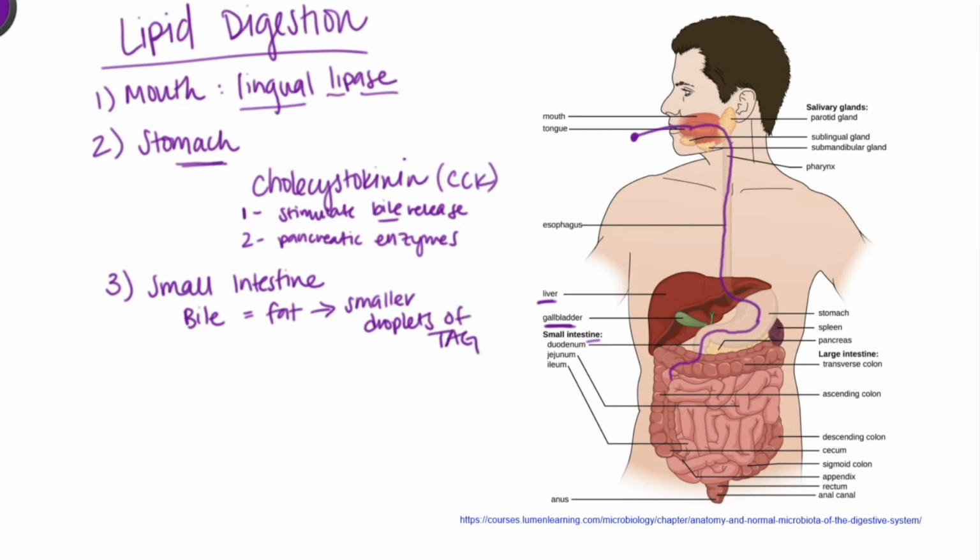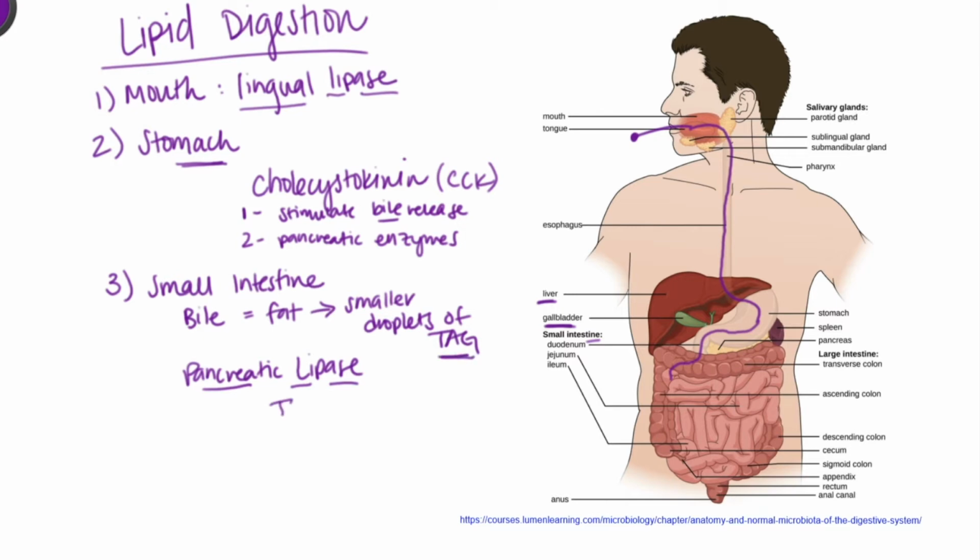And the other thing that our CCK is going to be stimulating is the release of those pancreatic enzymes. And in this case, we're talking about pancreatic lipase, which again makes sense. The source is the pancreas. We're talking about lipids, and it's an enzyme. The pancreatic lipase is going to be particularly important for the actual breakdown of our triglycerides.